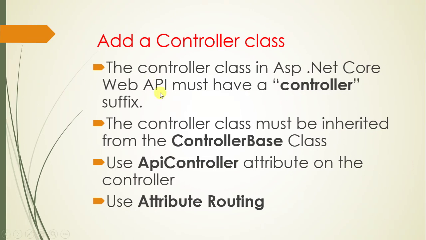The controller class must be inherited from the ControllerBase class. If you are using an ASP.NET Core MVC background, then the controller class will be inherited from the Controller class. In ASP.NET Core Web API, we are using ControllerBase class. Let's understand the difference between Controller and ControllerBase class. The Controller class in MVC supports views, view data, temp data, etc. But here in ASP.NET Core Web API, we don't require those concepts. So we use the ControllerBase class.